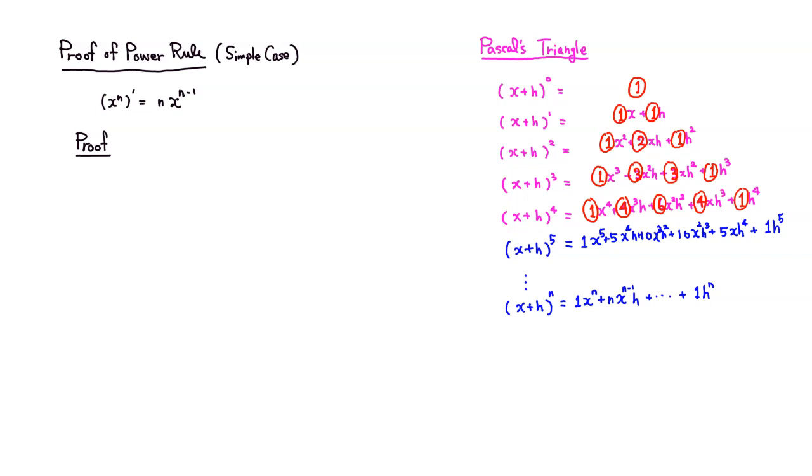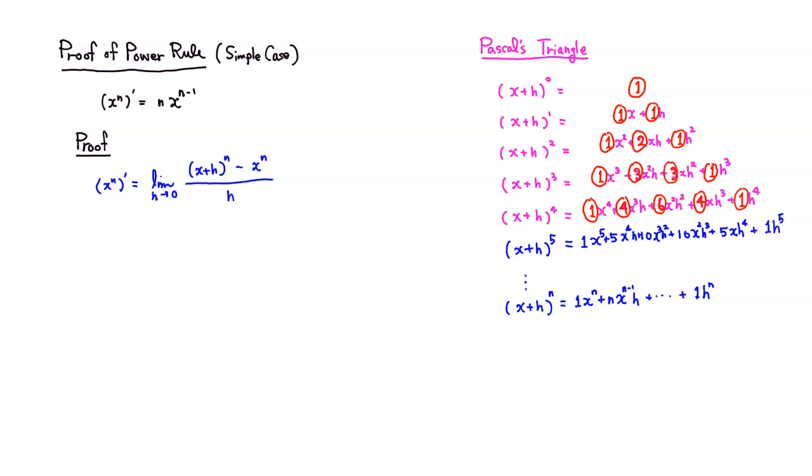All right, so let's use that to prove the power rule. We want to find the derivative of x to the n. So using the definition, it's going to be a limit as h approaches 0 of x plus h to the n minus x to the n all over h, right? So I'm just following the definition. So this is the derivative, right?